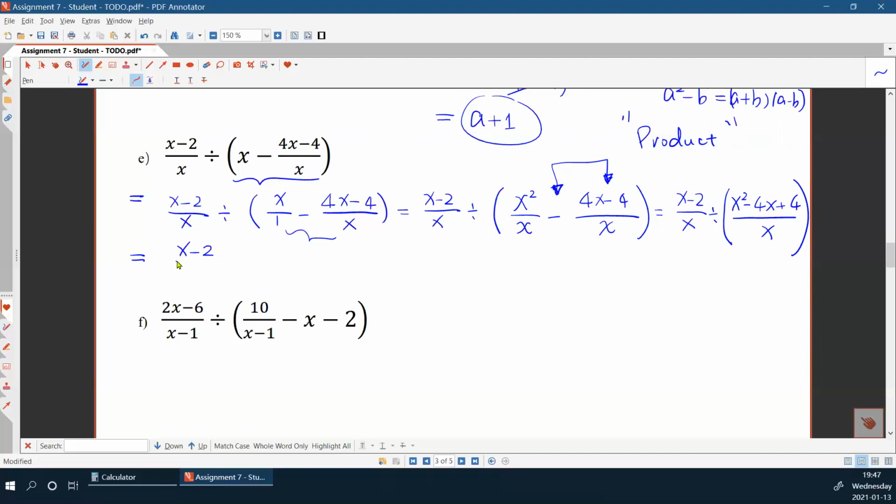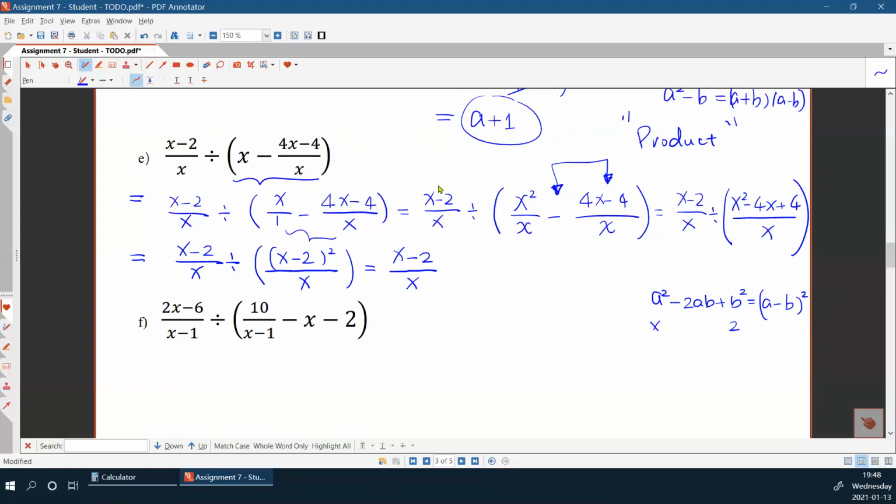And then you have x squared minus 4x plus 4 over x divided by, and now you can see we're using this formula, a squared minus 2ab plus b squared is a minus b squared, right? So now here a is x, b is 2, right? So here we have x minus 2 to the second power over x, right?